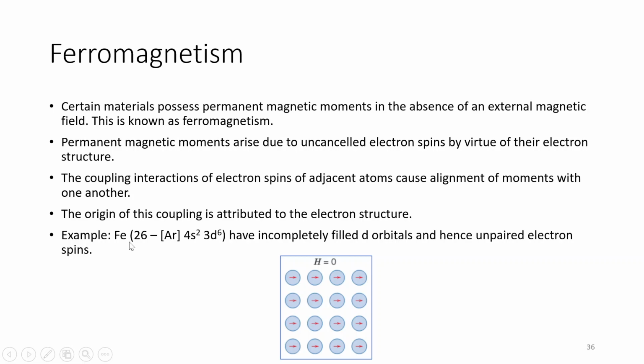For example, in case of iron, which has atomic number 26, it has an argon type of structure, and after that it has 4s2 and 3d6. In the d block you have 5 orbitals, so out of those you have 4 unpaired electrons. So it has incompletely filled d orbitals and hence unpaired electron spins. So even in the absence of an external magnetic field, you will have these aligned domains.